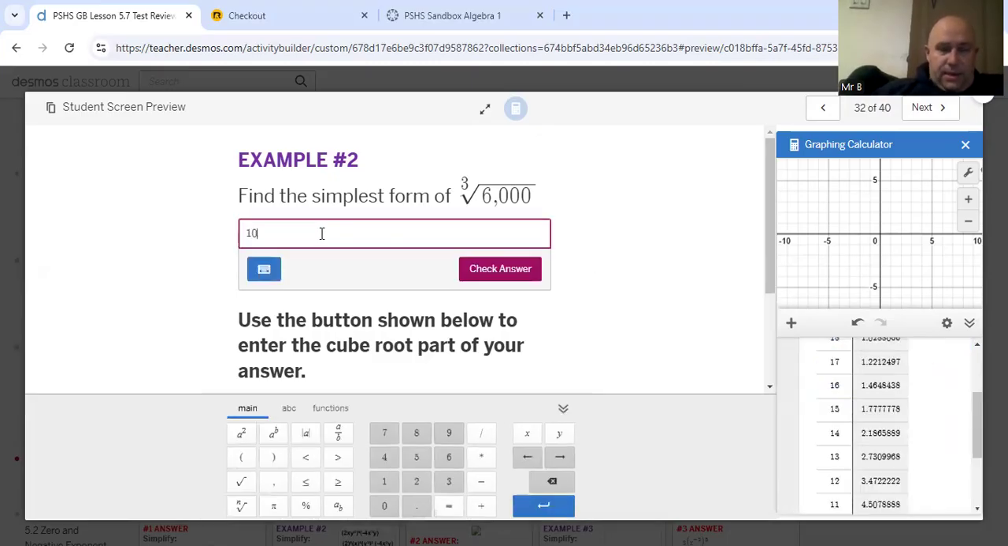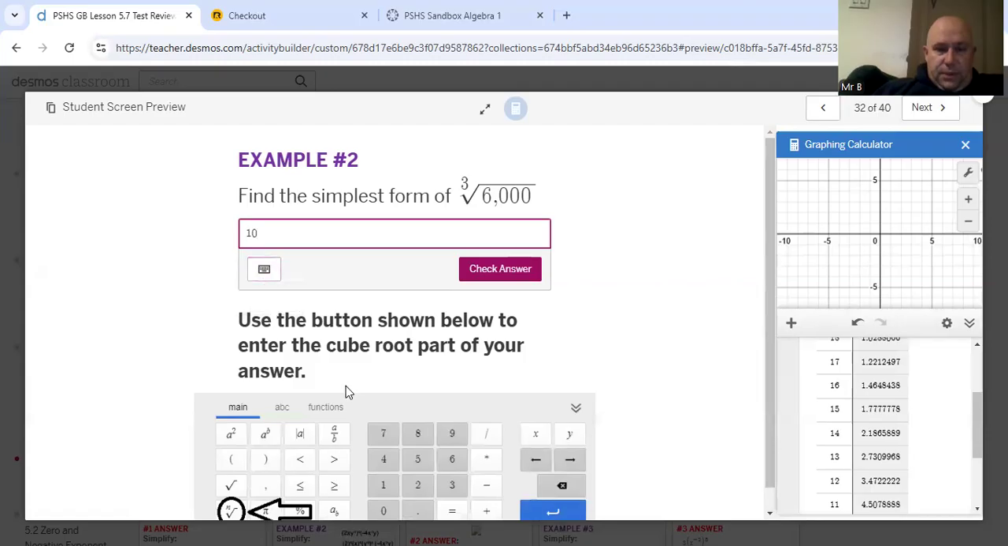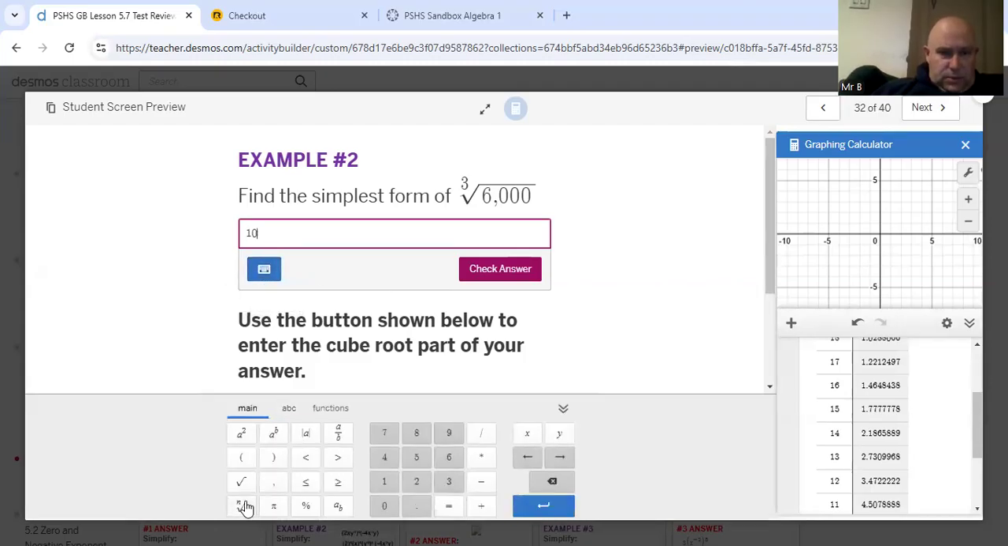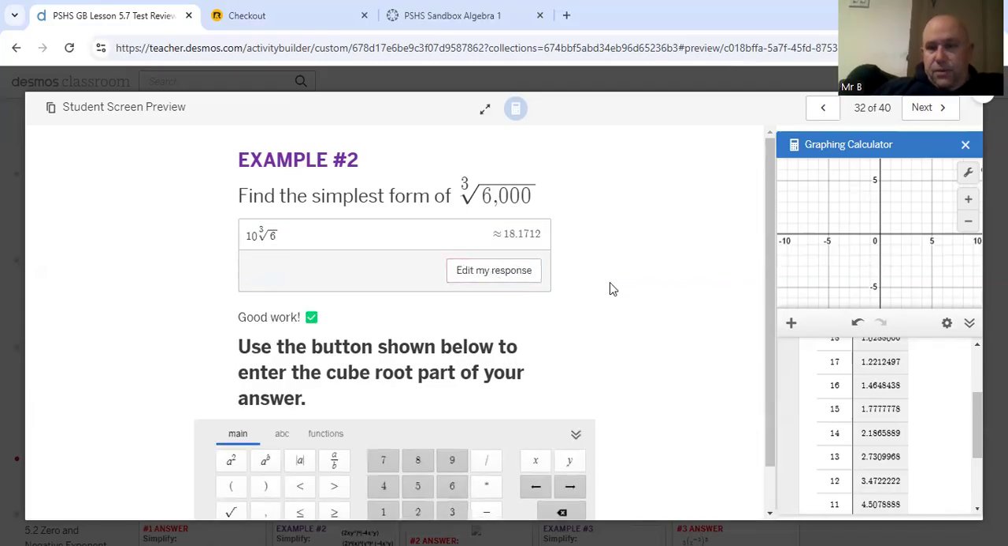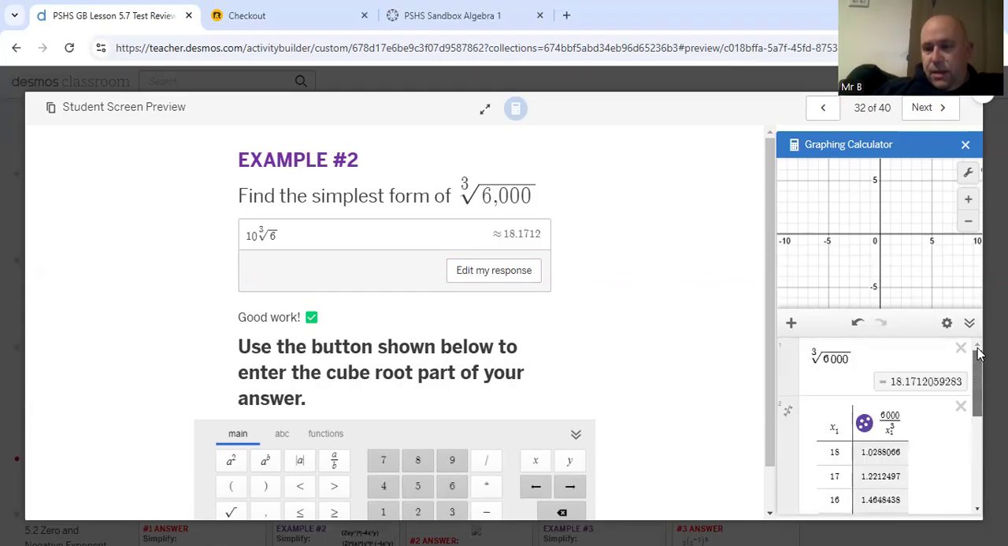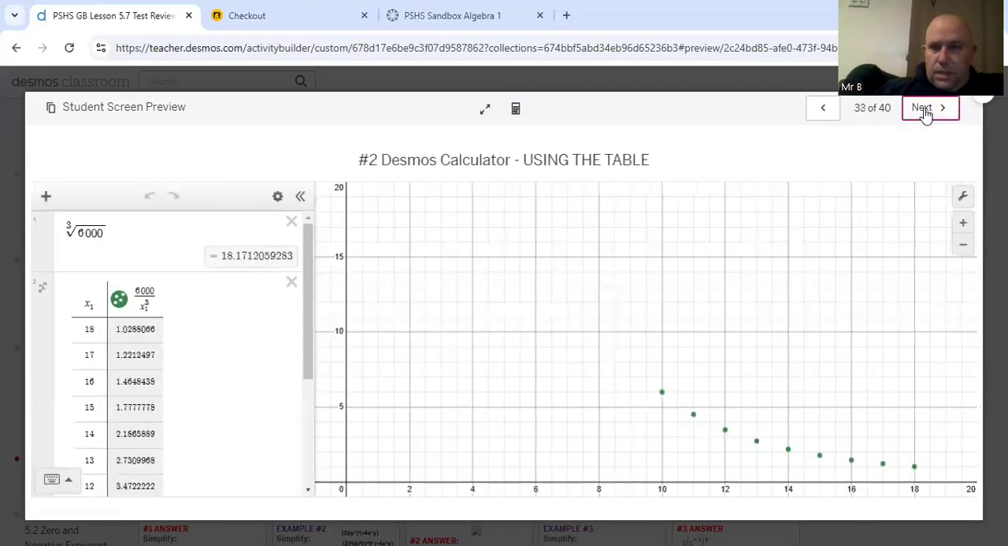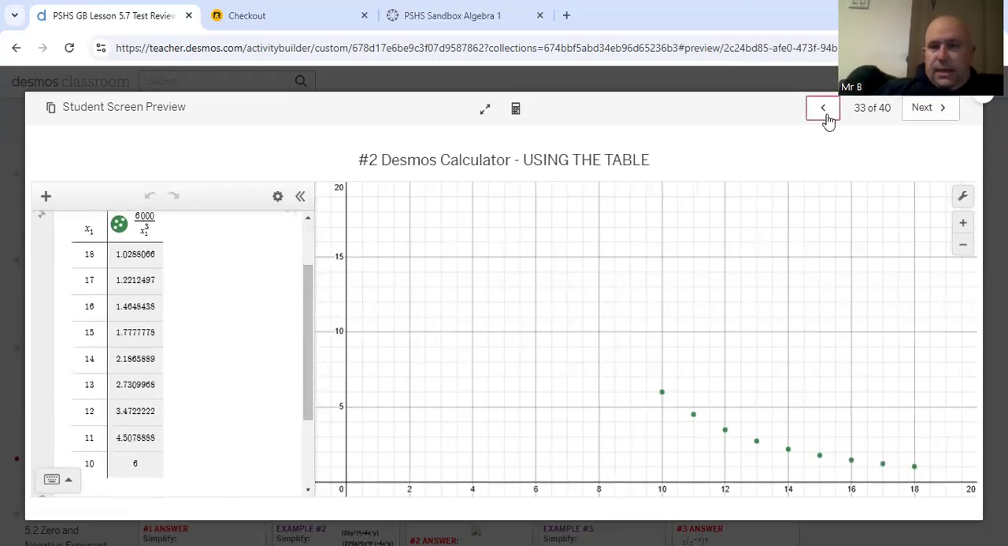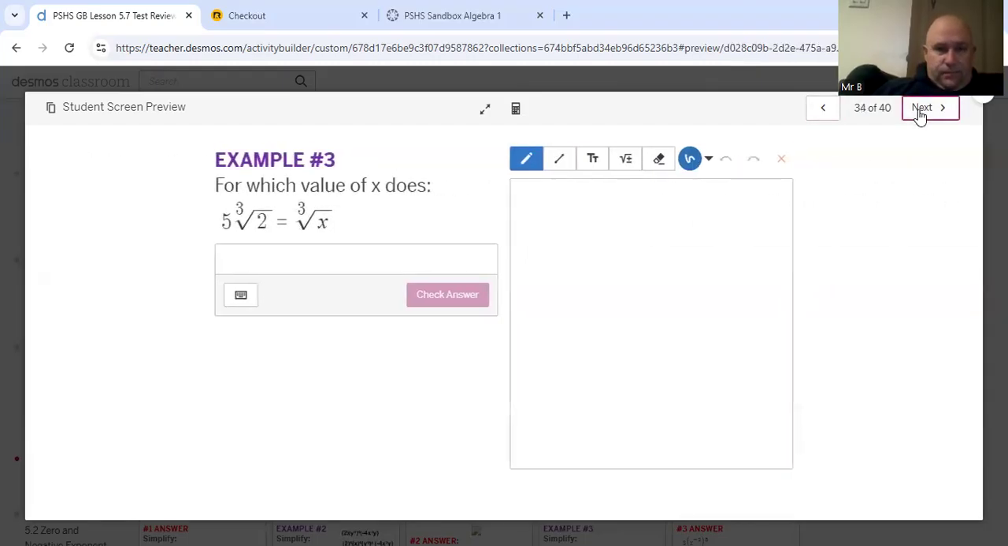And as we're typing in our answer, just remember to not put the square root, but to put the actual cube root for this one. So there's that symbol. 10 times the cube root of 6. And if we check our answer, we should be good. Notice the 10 cube root of 6 is 18.17. Notice we had 18.17 here, so we could be pretty confident that we have the right answer for that question. And there was the table, just so you could see a little clearer with the 10 already entered.